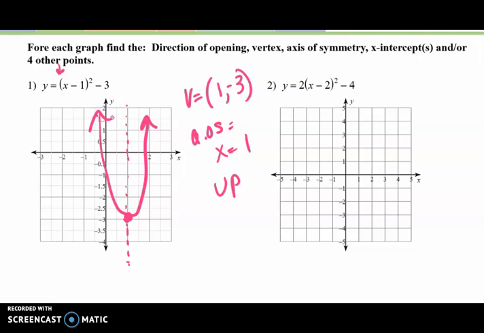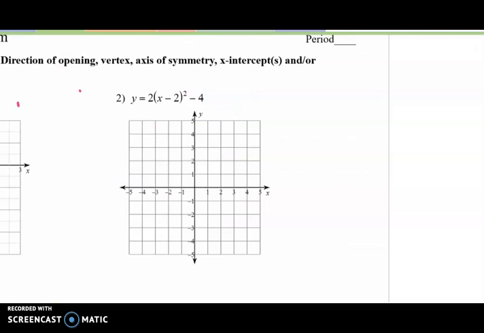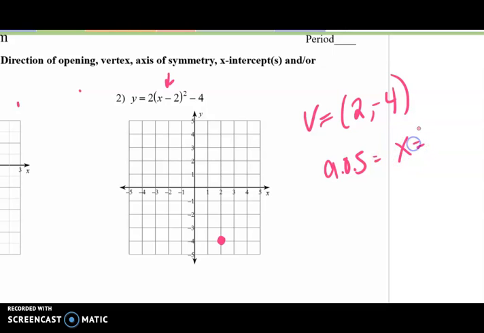Okay. Let's try the next one. I'll quickly ask you, what is the vertex? (+2, -4). Good. Please remember, I know it's tricky, but if that is a minus, it's actually moving to the right 2 and down 4. Axis of symmetry, AOS, is what? x equals, and that's a dotted line that goes through x being 2.